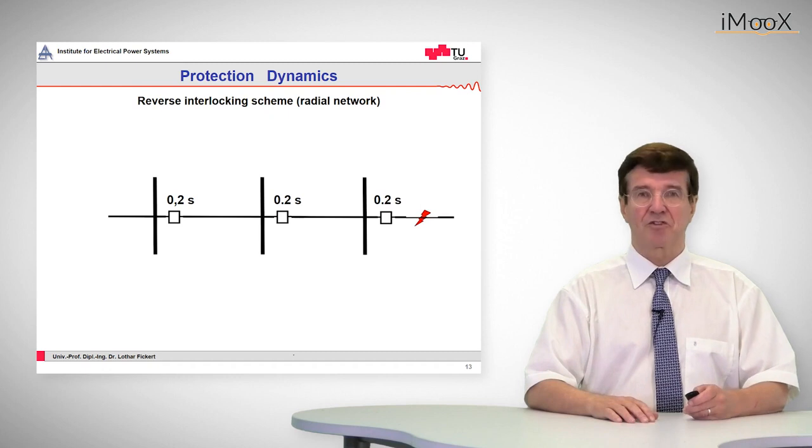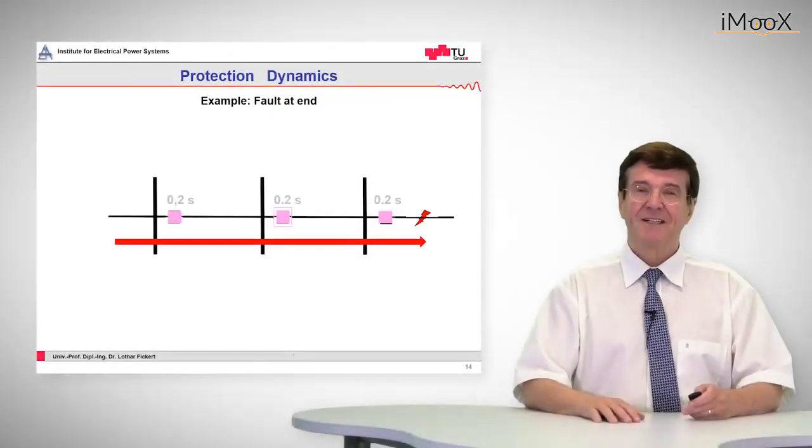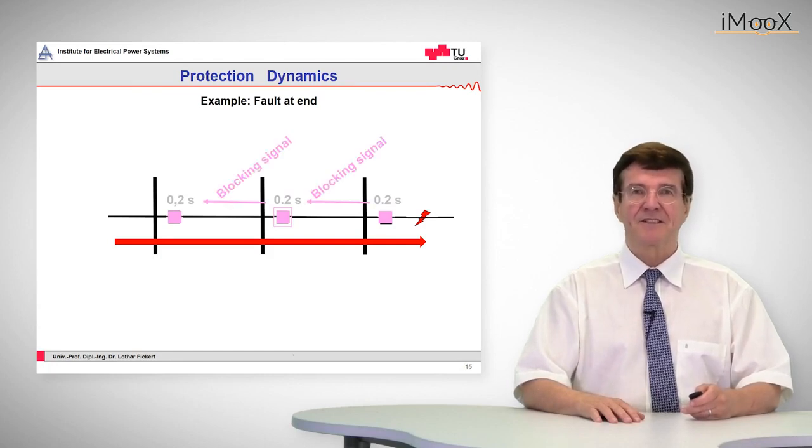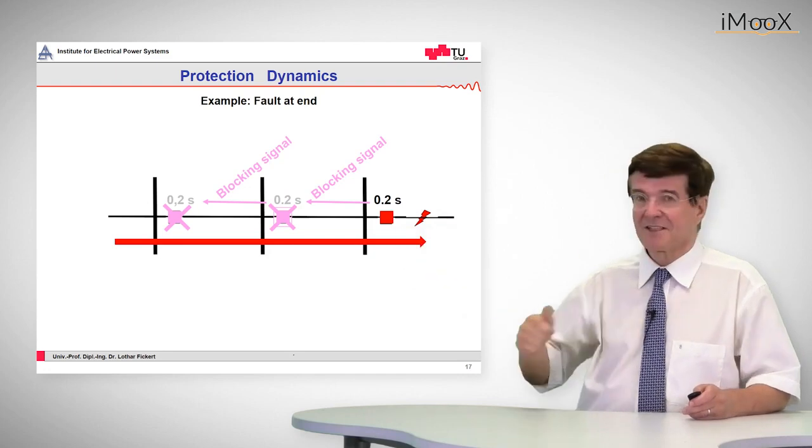So what happens if there's a short circuit at the end of such a line? If a short circuit occurs, it passes through the preceding relays, which in their turn send a blocking signal to the preceding relay, which will not operate anymore. So that means after the time of 0.2 seconds has elapsed, this relay will trip out, which is selective and quick.